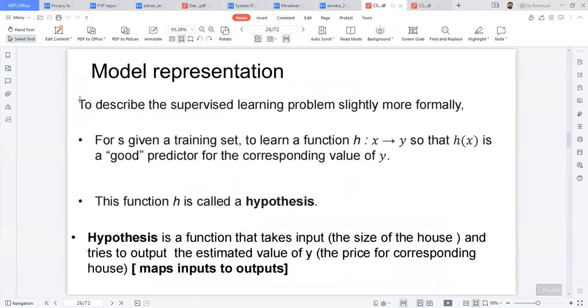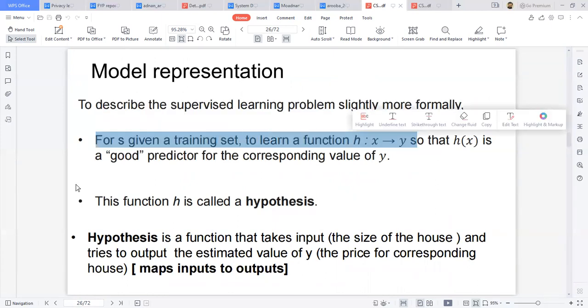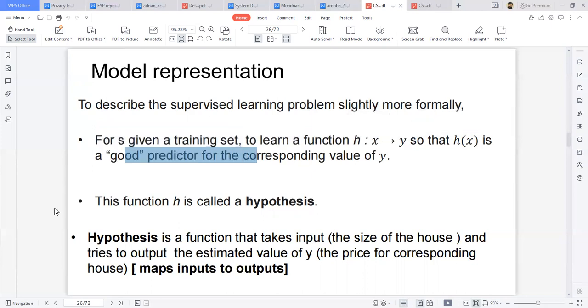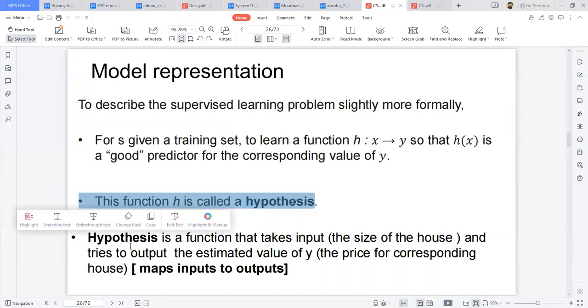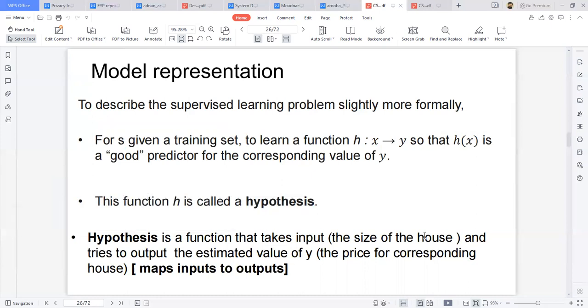Model representation: to describe the supervised learning problem slightly more formally, for a given training set we learn a function so that h is a good predictor. It's also called the hypothesis. The hypothesis is a function that takes input, the size of the house, and tries to output the estimated value, the price of the corresponding house. So it maps input to output.